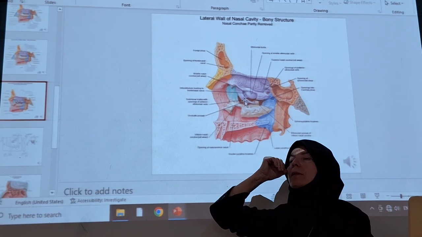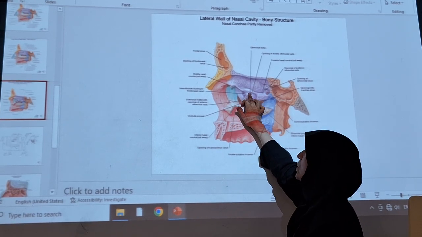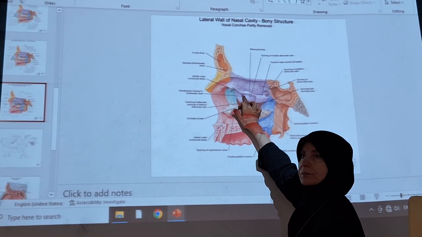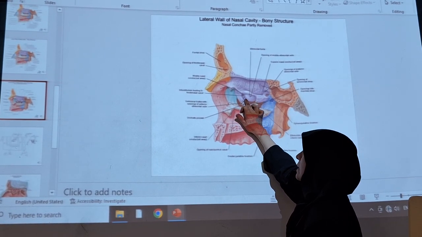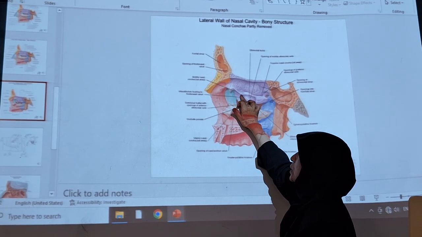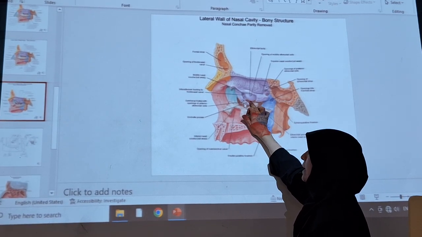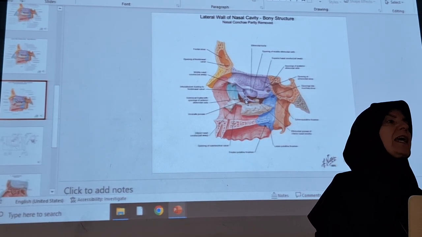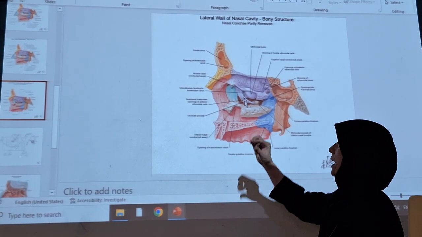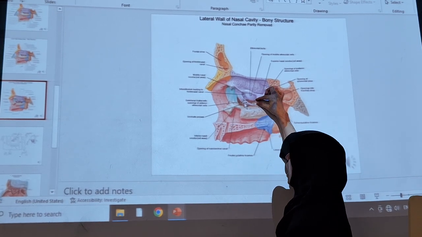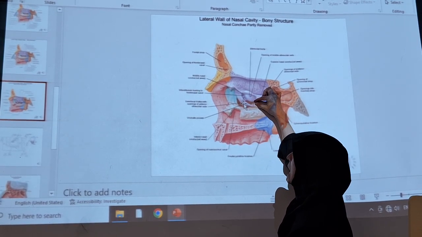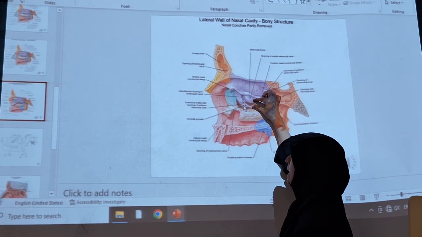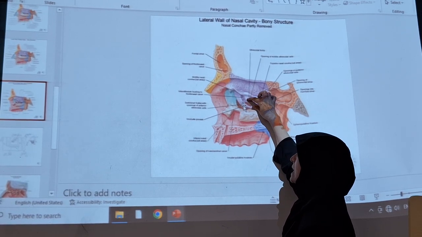Inferior to the bulla, inferior to the bulla ethmoidalis, here you can find a notch. Inferiorly here we call the uncinate hiatus. Here we call the uncinate hiatus. The uncinate hiatus is exactly immediately inferior to this bar. What's the name of this bar?